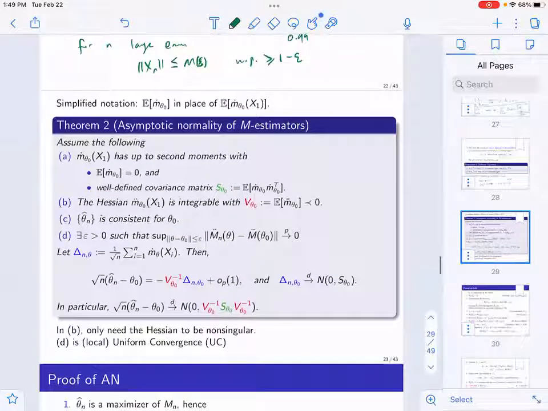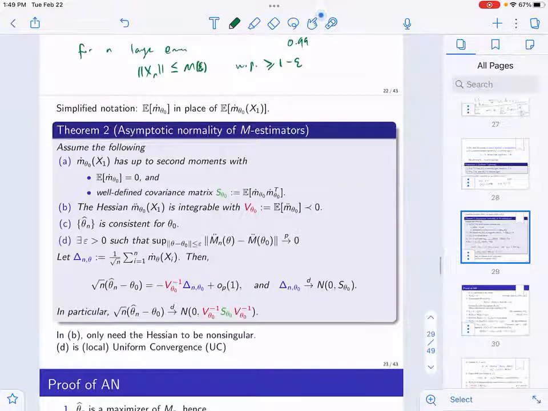Next time, hopefully we're going to use this to prove the next big result, which is asymptotic normality of M estimators. And this slide is not correct. I'm going to try to upload the correct version. Part B is not correct. But thank you, and see you next time.